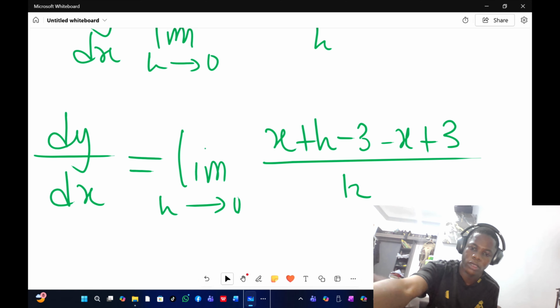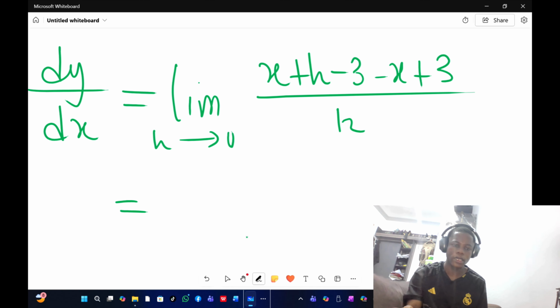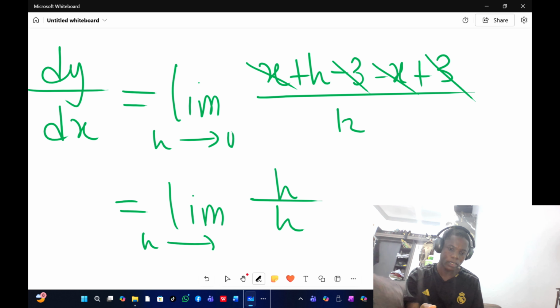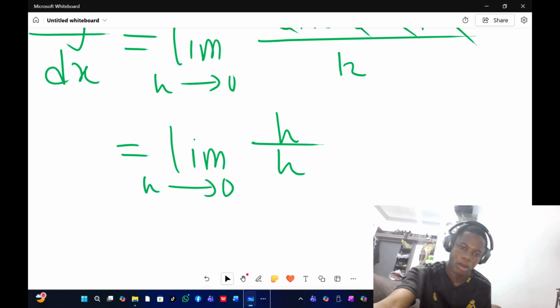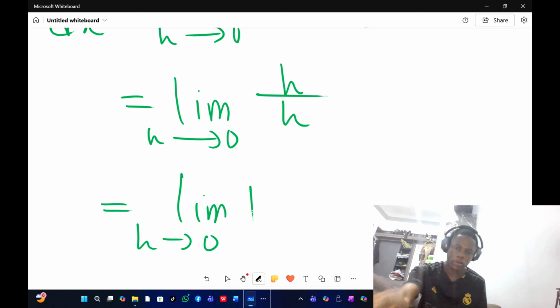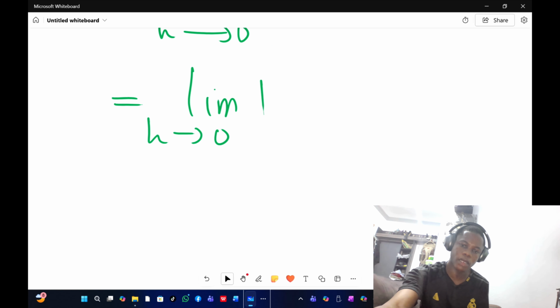So we continue to simplify. Here is x. This x cancels this. And we have 3 here. So this one also cancels this. Negative 3 plus 3 will give us 0. So we are left with the limit of h divided by h as h approaches 0. Alright. So we'll be getting the limit of 1, because h divided by h is equal to 1 as h approaches 0. Alright. So this is a constant function.